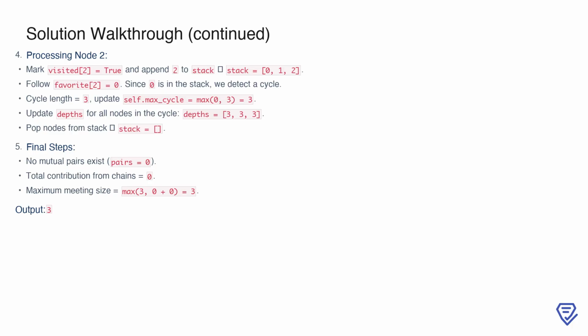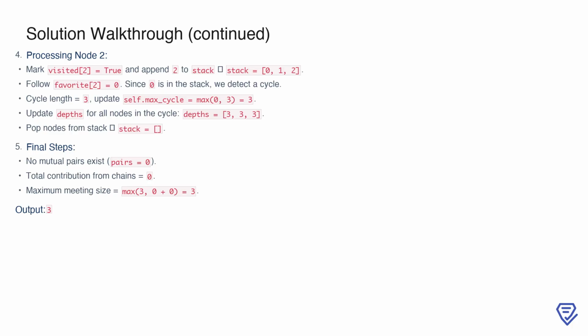At this point, we detect a cycle because node 0 is already in the stack. The cycle length here is 3, so we update self.max_cycle to 3. We then update the depths array for all nodes in the cycle to reflect their participation in this cycle, setting depths equals [3, 3, 3]. Finally, we clear the stack by popping all the nodes.